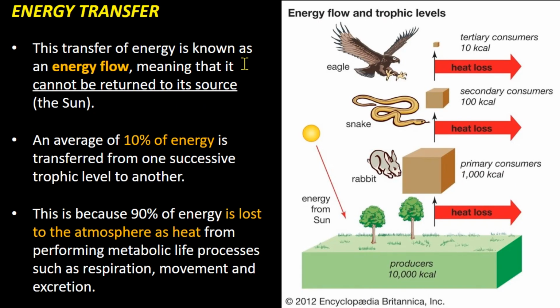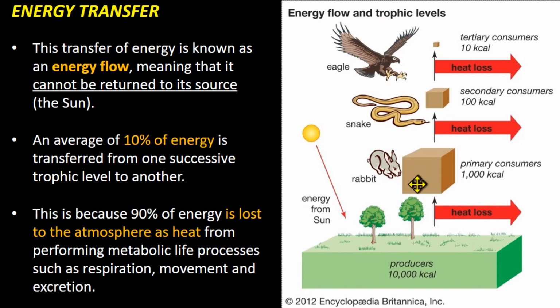So the transfer of energy in a food chain is known as an energy flow, not a cycle, meaning that it cannot be returned to its source, in this case here the sun. An average of 10% of energy is transferred from one successive trophic level to another. So for example here, let's say the energy from the sun is taken up into these trees and this grass. These producers, let's say a particular producer has 10,000 kilocalories. The rabbit consumes the grass, and this only gets 10% of the amount, which would be 1,000.